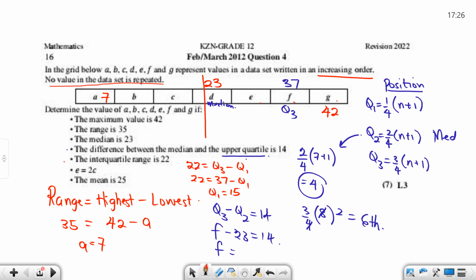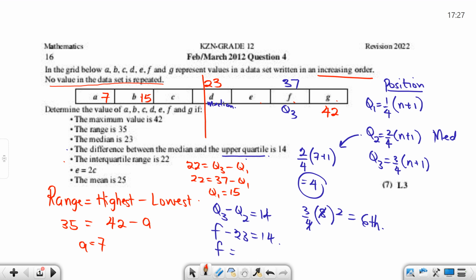All right, 15. Now, the question is, which letter is our first quartile? If you follow what I did earlier on, which letter is Q1? 1 over 4 n plus 1. What is n? There are 7 of them. 7 plus 1 is 8. 8 divided by 4, 2. It means the second one. So our B is what? 15. We're close. Almost done.